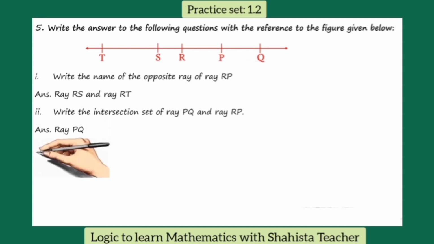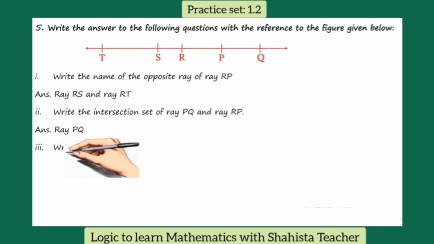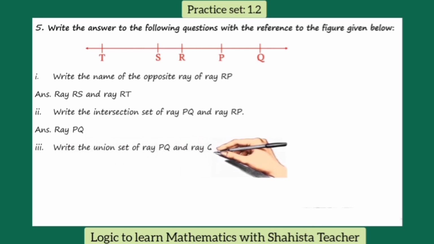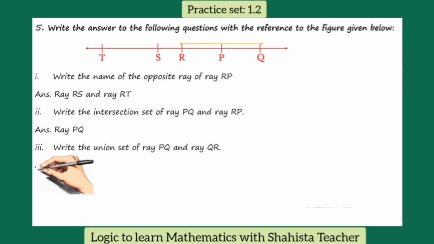Let's solve sub-question 3. Write the union set of ray PQ and ray QR. So here, on this number line, line QR is the union set for both the ray PQ as well as ray QR.